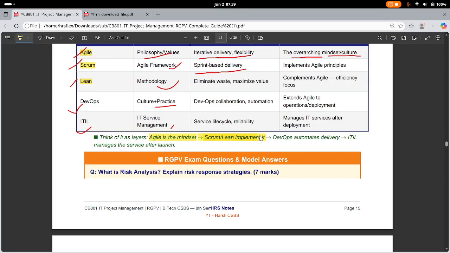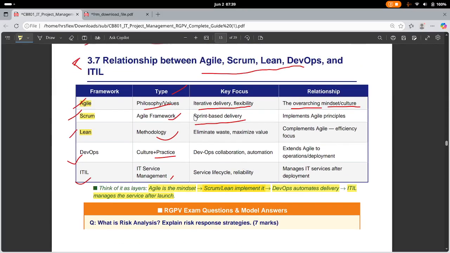So Scrum and Lean are mainly used to implement this Agile mindset, and DevOps is to automate the delivery. Like you did it, now it will be automatically delivered to the client. And ITIL manages the service after launch, like after launch it manages everything, IT service after deployment. So what is Scrum? Sprint based delivery. Lean is eliminate waste and maximize value. Scrum implements Agile principles as I told you, and Lean complements Agile and is efficiency focused.